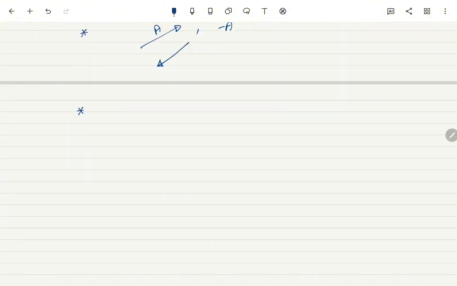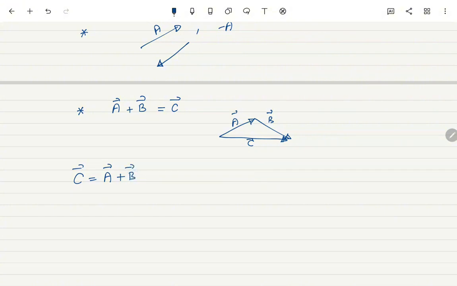Now the sum of two vectors is a new vector defined as C. So if you add vector A plus vector B, the resultant is a new vector called C. Now if this is A, from the head of A we draw B, and then tail to tail, head to head, this vector is called C. So this is A, this is B, and this is vector C. Vector addition is commutative, which means C as a vector equals A plus B, which equals B plus A. So this procedure is called commutative.